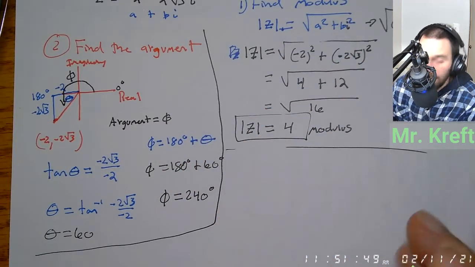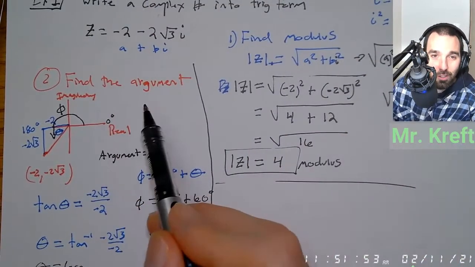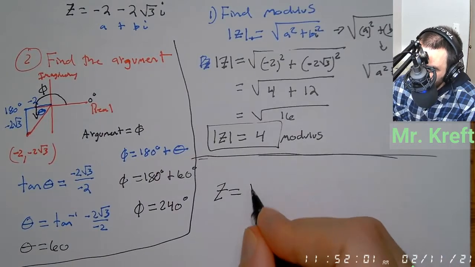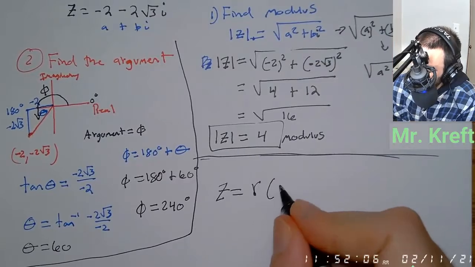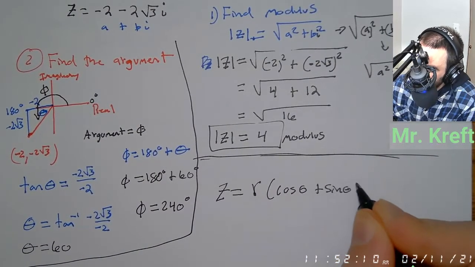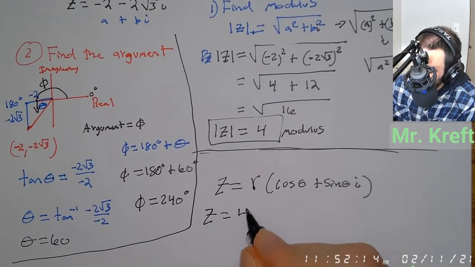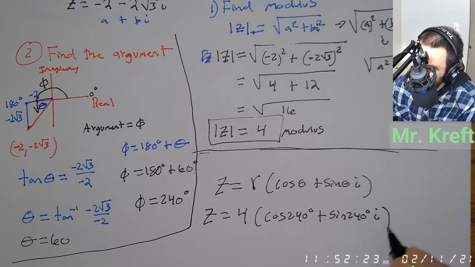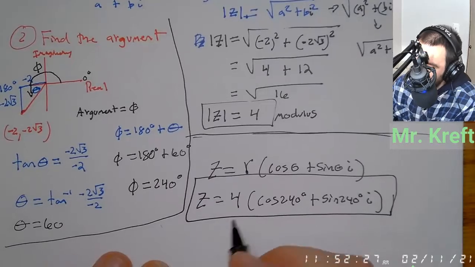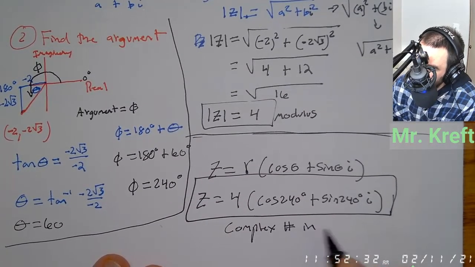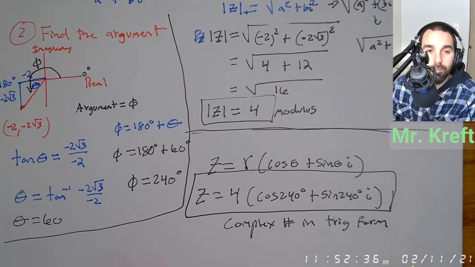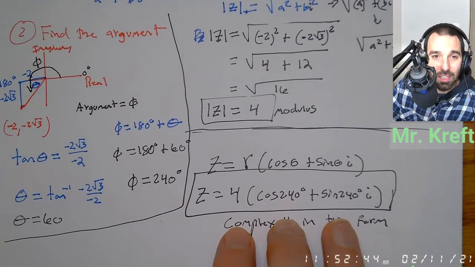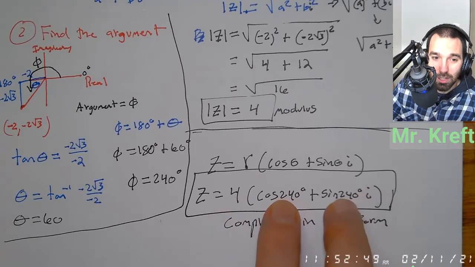So I did two things. I found the modulus. I found the argument. So now I can bring it all together and I can get my answer. So my answer is going to be z equals my modulus times cosine of theta plus sine of theta i. So I'm going to have z equals 4 times cosine of 240 degrees plus sine of 240 degrees i. This is my complex number in trig form. And remember, this is giving me way more information than the complex number because it's giving me how much and it's giving me what direction.